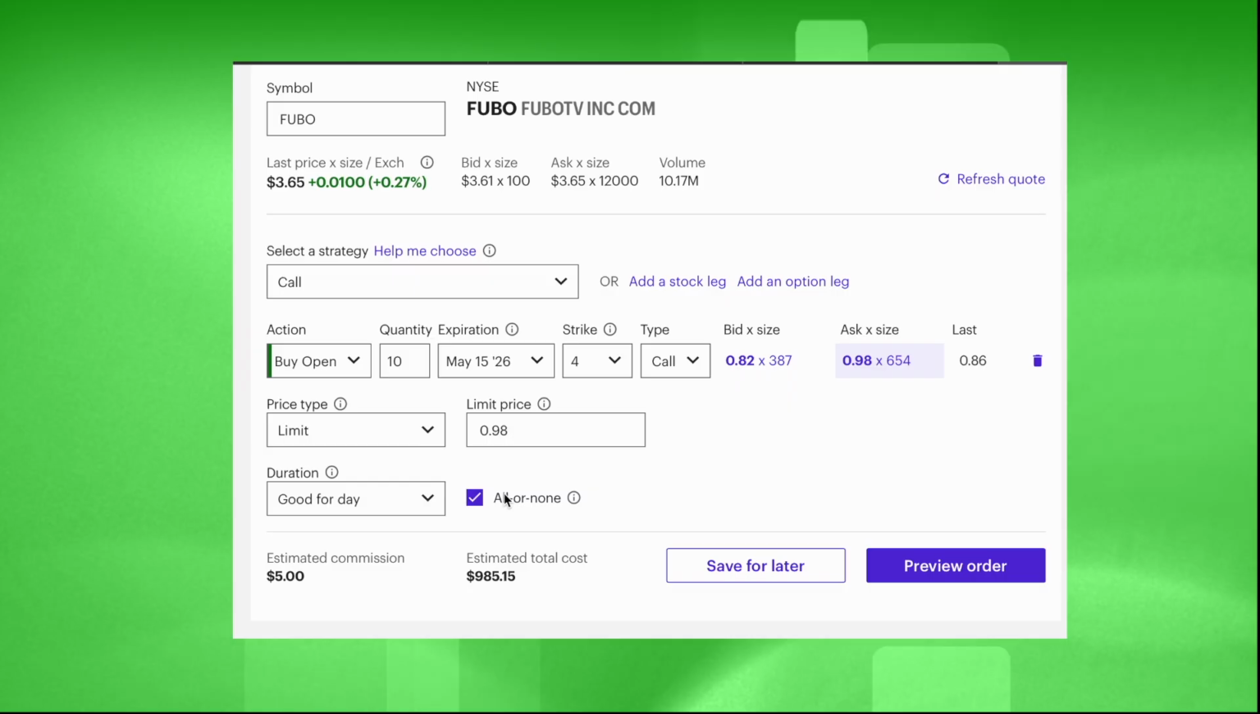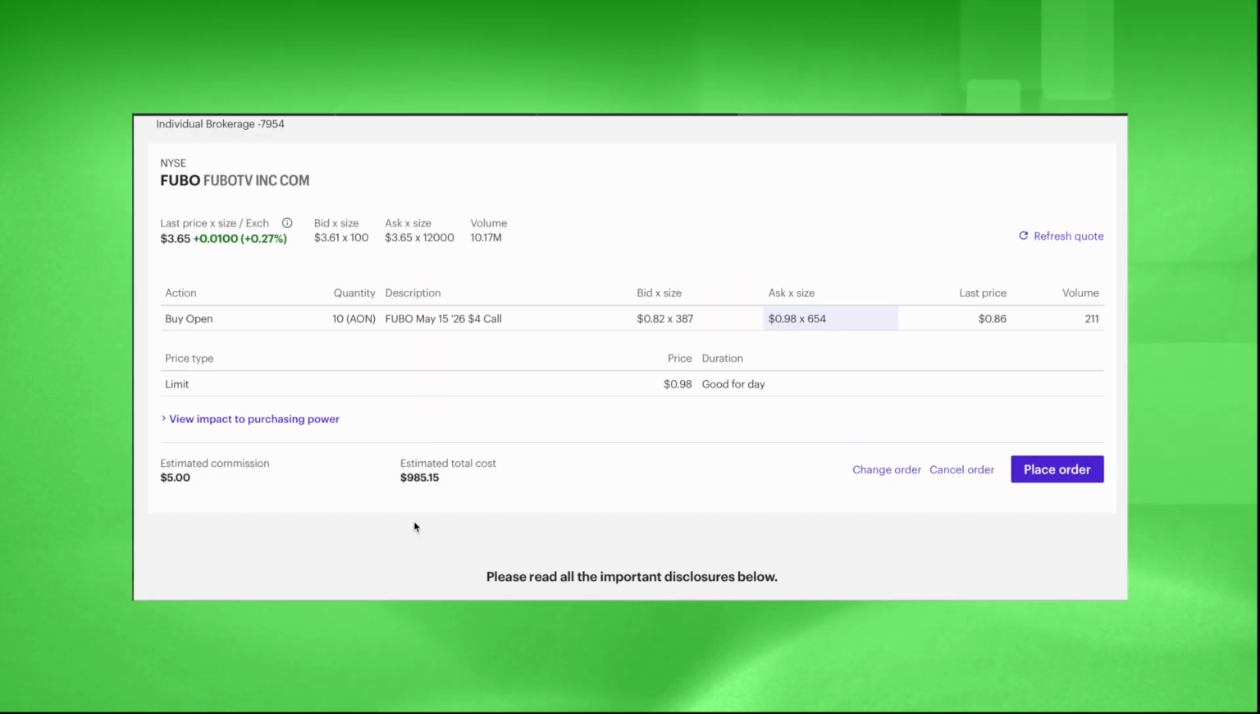And then we would click all or none because you want all 10 of them to fill in that one order. If you don't click all or none, maybe 5 fill but 5 don't. And suppose you have 5 minutes left to the closing bell, and you really want these contracts. That's why all or none has an advantage. Then we click preview order and we see the estimated cost is $985.15 and the volume is 211. So if I wanted to place that order, I would click place order.